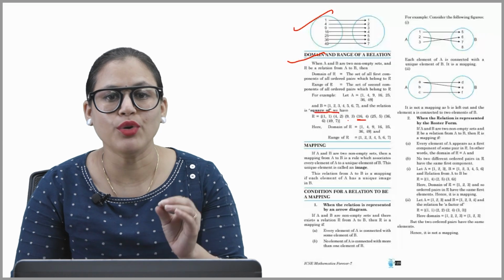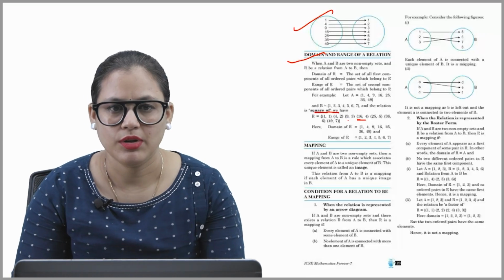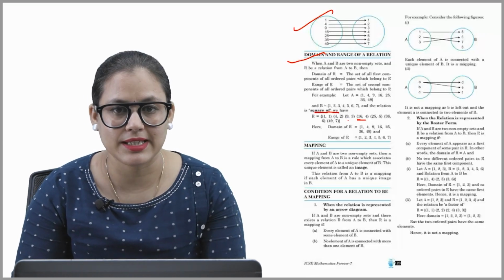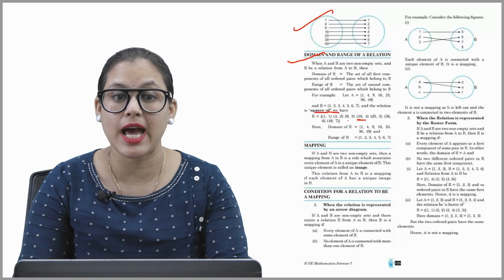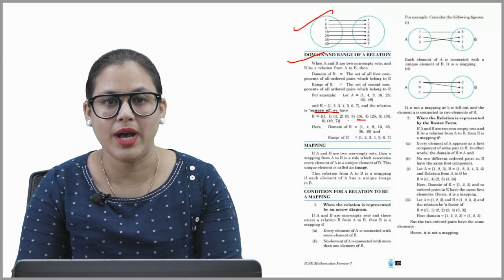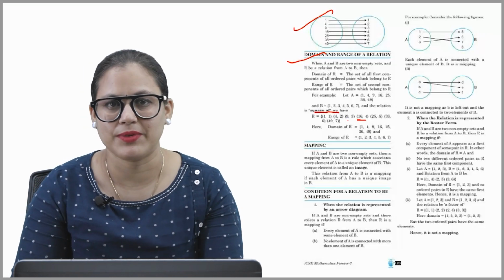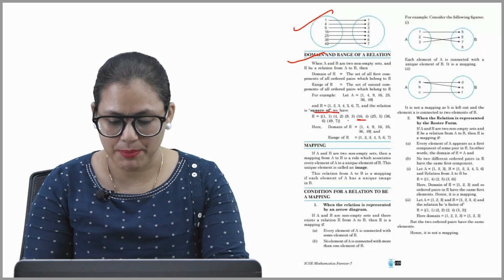So here, the domain of R is 1, 4, 9, 16, 25, 36, 49 and the range of R is 1, 2, 3, 4, 5, 6, 7. Is that clear? Next, mapping.